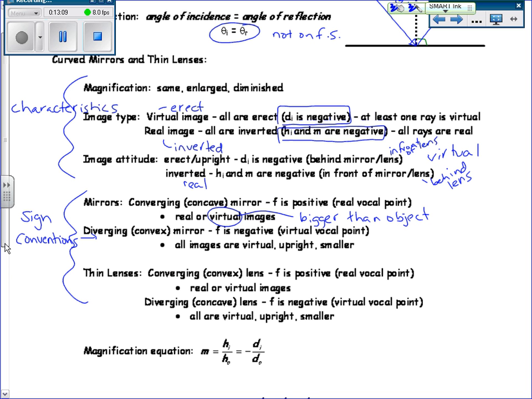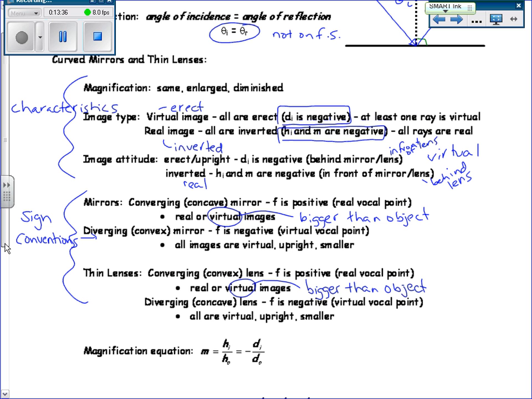And then it's similar for thin lenses. Converging lens or convex lens, the focal length is positive. It's a real focal point. Real or virtual images, again, the virtual images would be bigger than the object. And diverging or concave lens, the focal length is negative. It's a virtual focal point, and all your images are virtual, upright, and smaller.